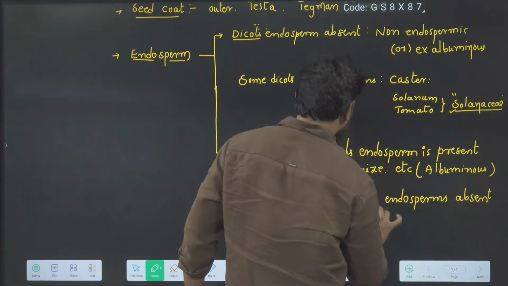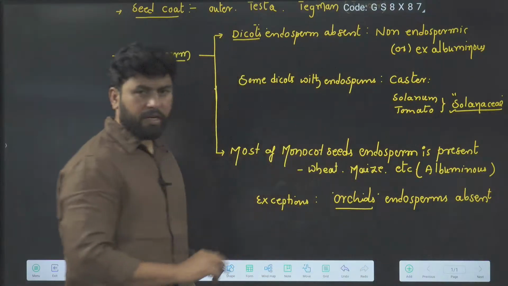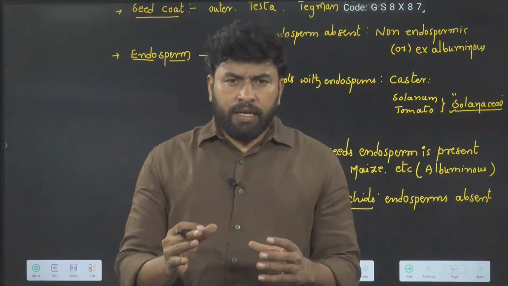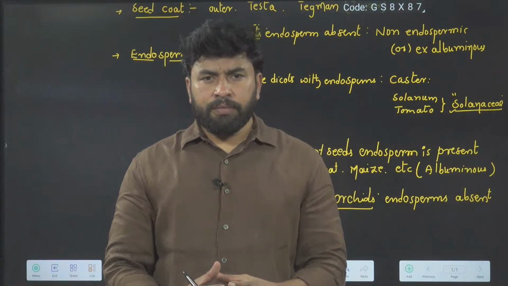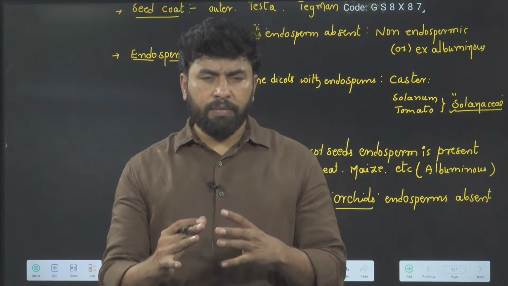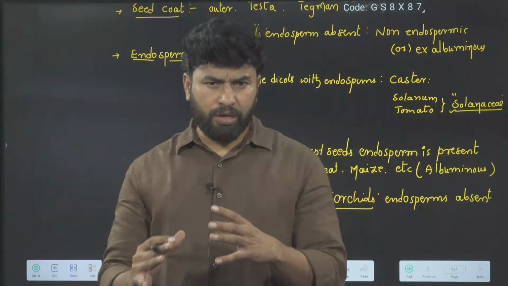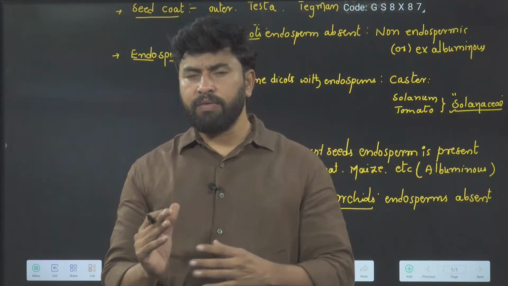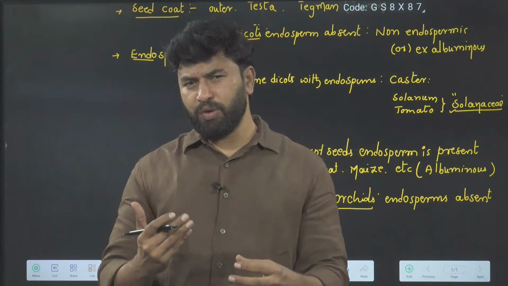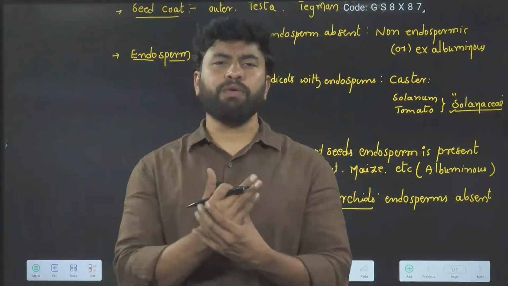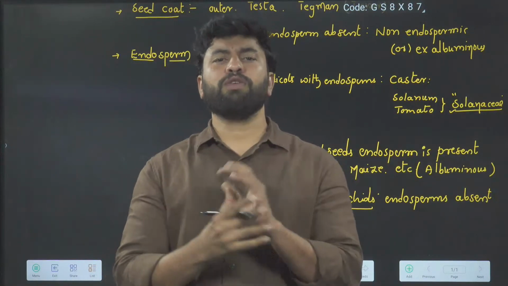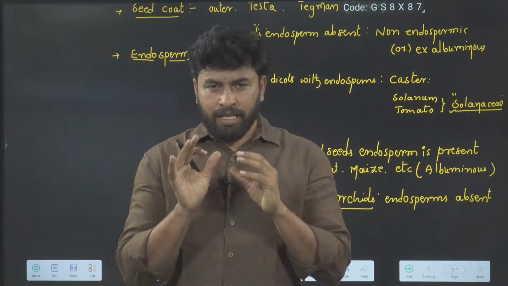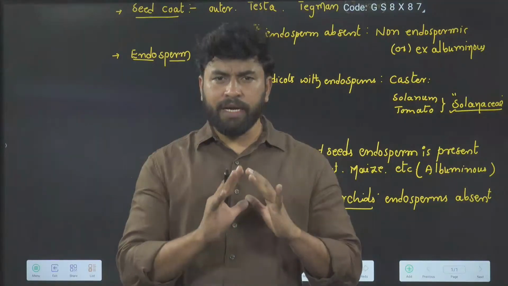One particular thing I wanted to notify about orchids, look at this statement. At the time of double fertilization, the zygote develops into the embryo. Next, the secondary nucleus develops into the primary endosperm nucleus, and then it will develop into endosperm. This is the rule we studied. But when it comes to orchids, they do not form endosperm at all.